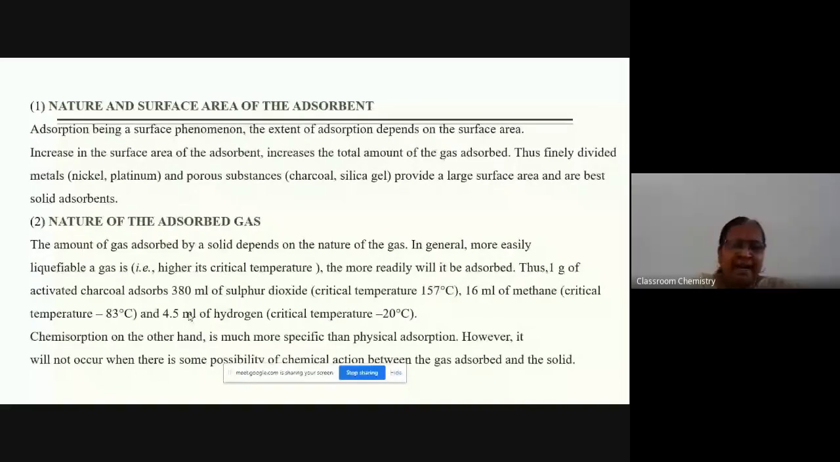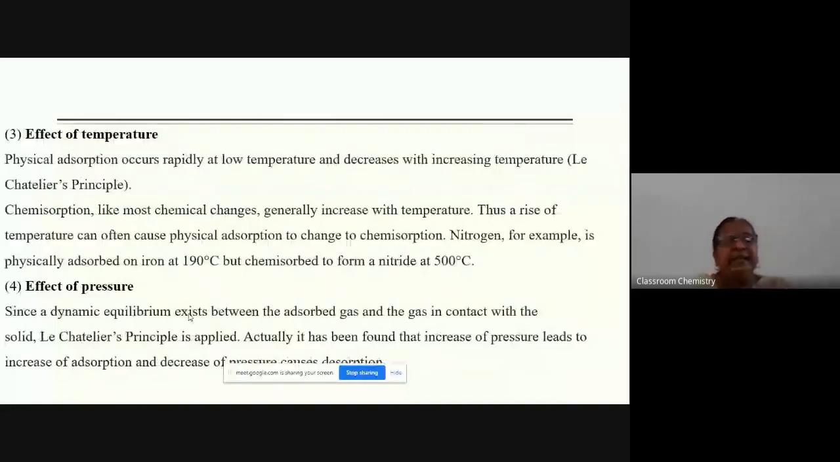Chemical adsorption on the other hand is much more specific than the physical adsorption. We will see about that in the next lecture. Consider the effect of temperature.